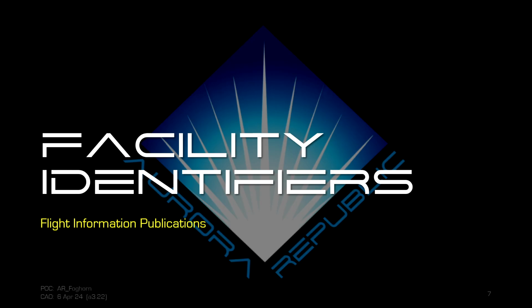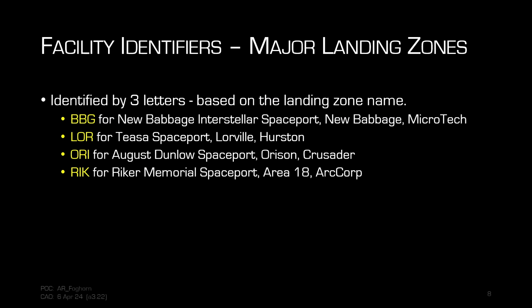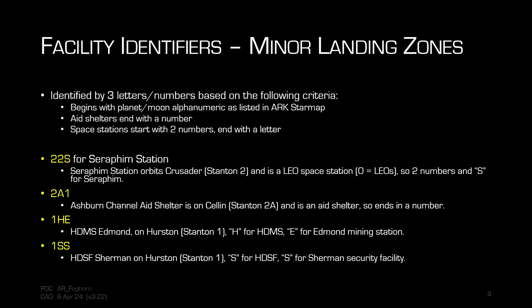Okay, so the facility identifiers I already alluded to. They are a 3-digit identifier for the location. If it is a major landing zone, then it'll be 3 letters and it'll be based on their names. Obviously, like BBG for New Babbage, LOR for TISA Spaceport at Lorville, ORI for August Unlow at Orison, and RIK for Riker Memorial at Area 18. If they are a space station, then they will have 2 digits and a letter. So like 22 Sierra for Seraphim Station, 40 Tango for Port Tressler out there.